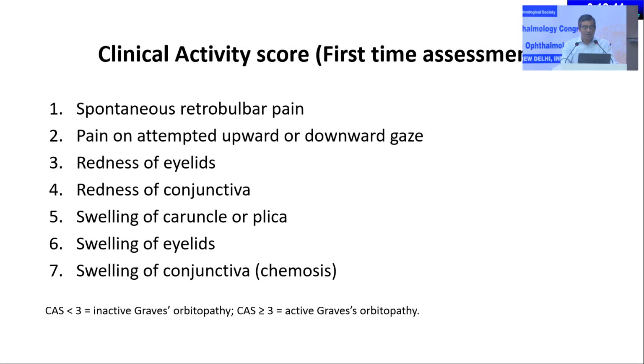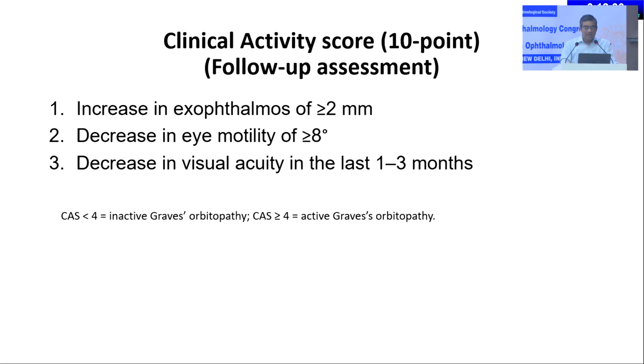We all know that if the patient has a score of 3 or more, it is called active Graves orbitopathy. If it is less than 3, then it's inactive Graves. And if we have a follow-up visit, then 3 more points come into the picture: proptosis, if there is an increase in dimension of 2 mm or more, reduction in ductions, and a decrease in visual acuity over 1 to 3 months.